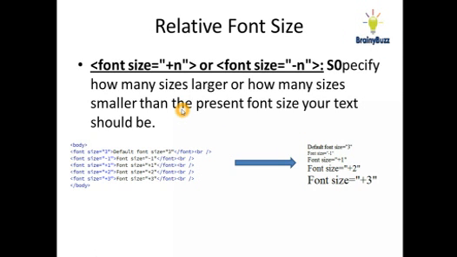Another thing, you have the relative font size. Here we use the plus or minus symbols. They specify a size larger or smaller than the present font size of the text. So if you have 3 and after that you write -1, it will be one font size smaller than your current font size. Whatever font size you have currently, plus or minus 1, 2 or 3 makes it that many sizes bigger or smaller than the current font size.